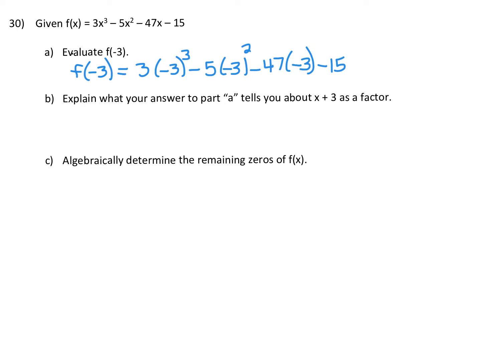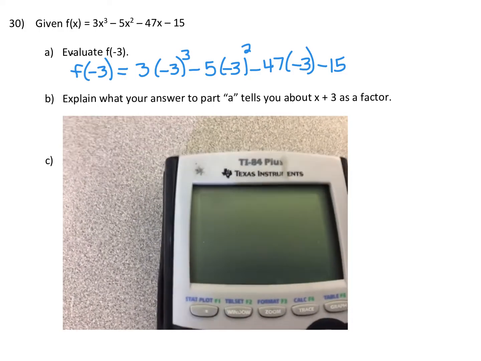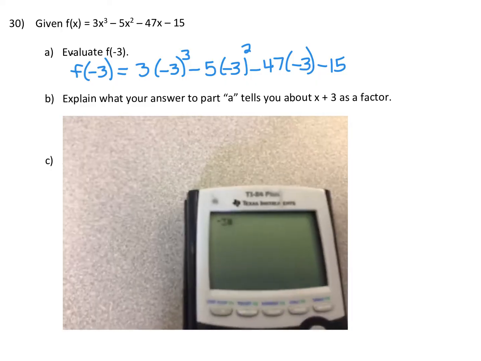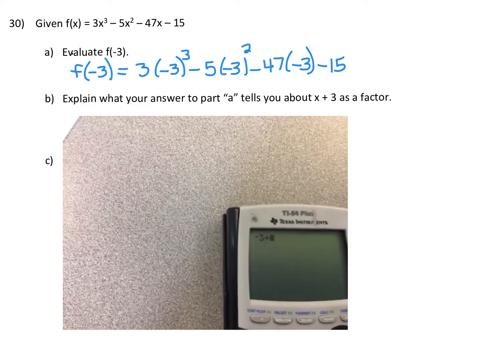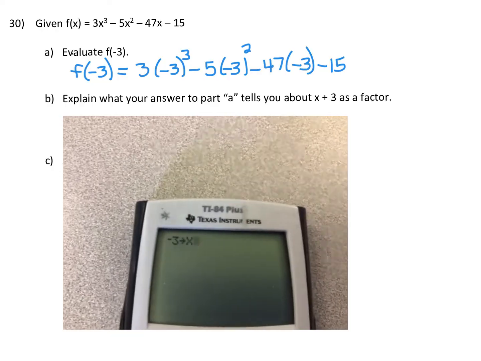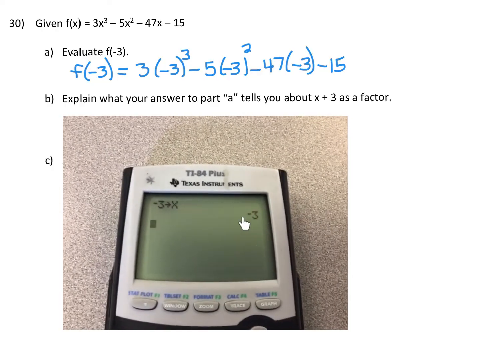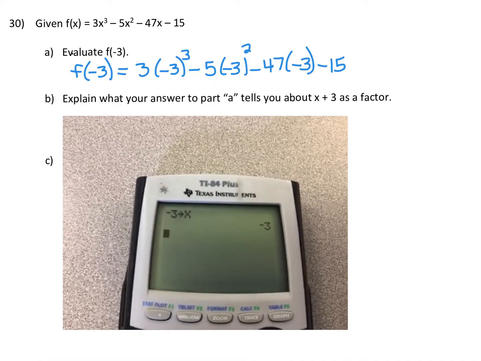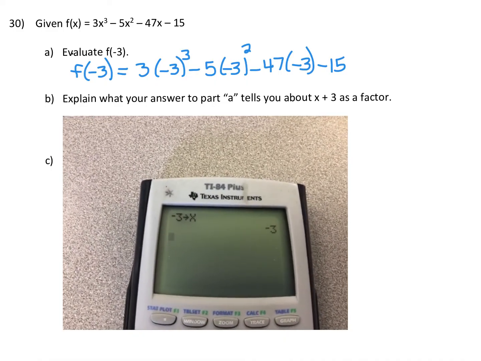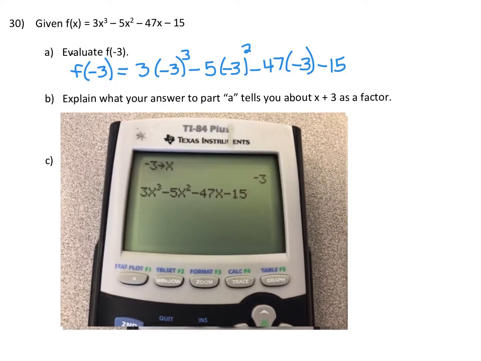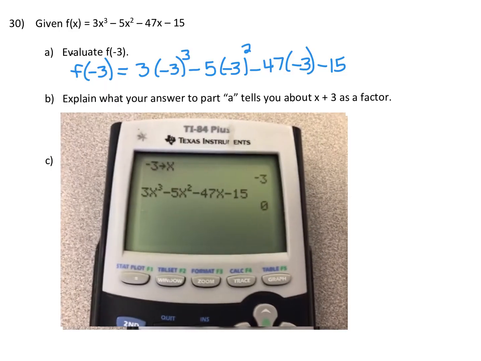You could either figure this out by hand, or let me just remind you how we can do this in our calculator. We could type in negative 3 and hit store. Remember, it's that button above the on, and then x, and then enter. Whenever I'm typing in a negative 3 in my calculator, it's represented by negative 3. Now, let's just type in that original expression that was given to us. There we go, and when I hit enter, it gives me 0.